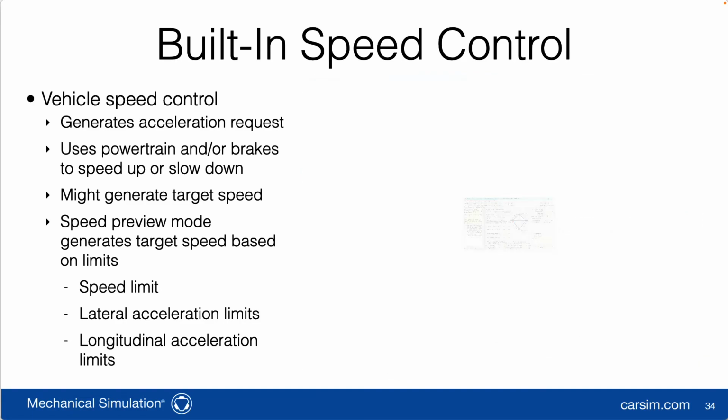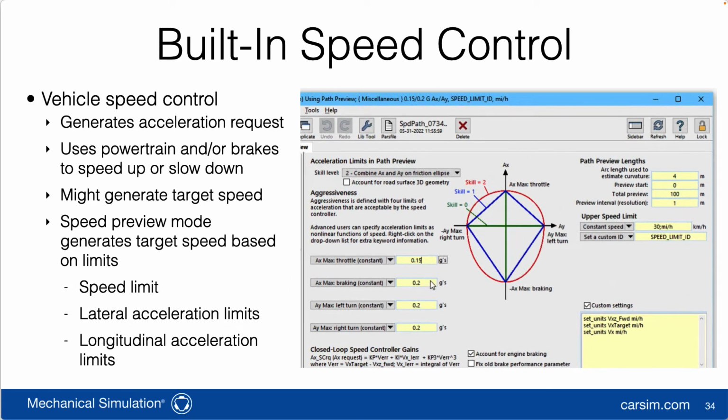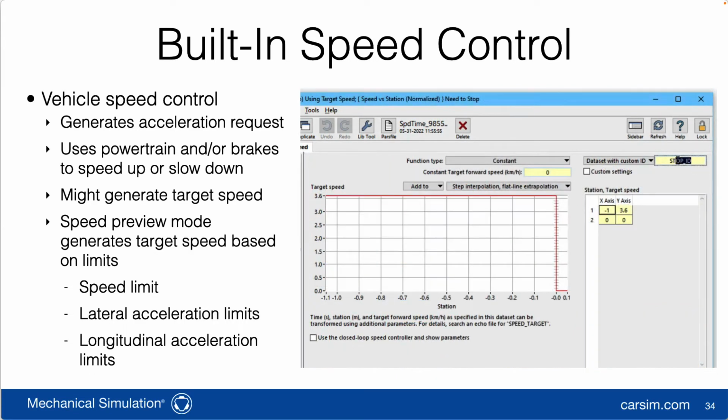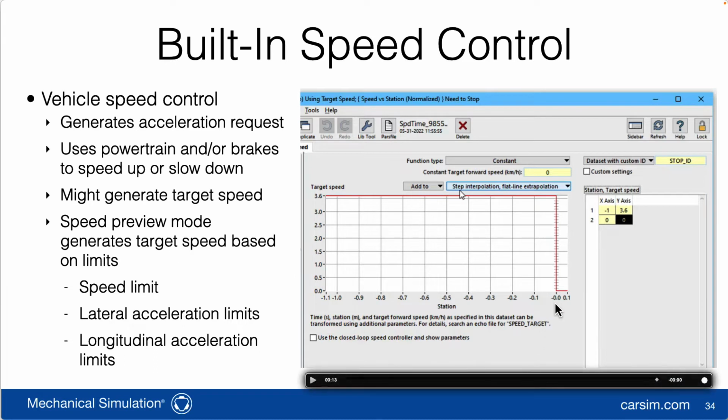This is the path preview control where we put in limits for acceleration. We put in an ID telling us what a speed limit would be, or a transient. Now this is a special kind of function. We're saying that the target speed is going to be 3.6 kilometers per hour until we get to position 0, a station of 0. What we're going to do with VS commands is rescale this, because 3.6 kilometers per hour is 1 meter per second, and we take that 1 meter per second and say scale it by the current speed of the vehicle, and that would tell it to go at your current speed until you get to this position 0, and then you should be going at 0.